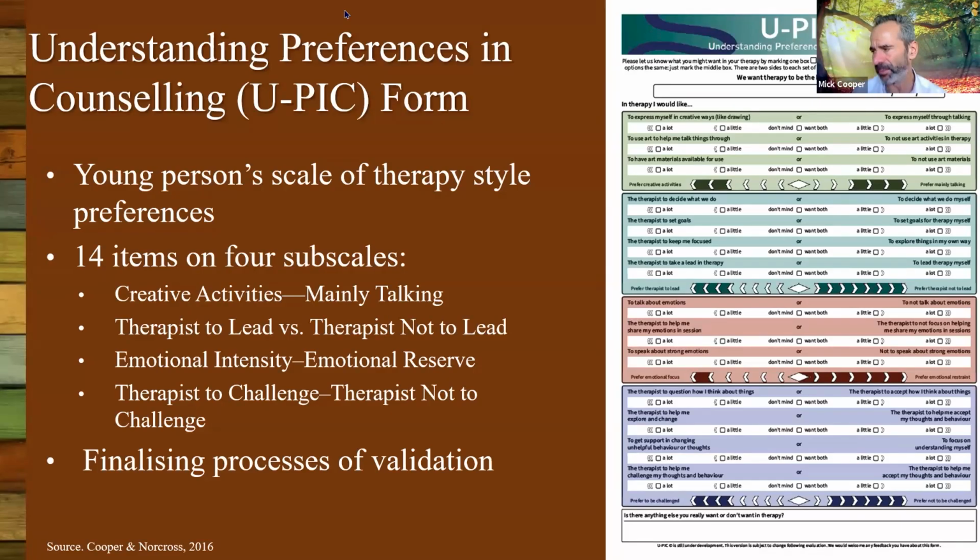It's a briefer form, and we appreciate that young people aren't going to want to spend as much time, but basically the same idea. We've got 14 items on 4 subscales. 3 of the subscales link into the adult ones, although the wording of the items is different and the scale is also a bit narrower. That's the one around therapist lead, that's one about emotional intensity, and that's one about therapist challenge.